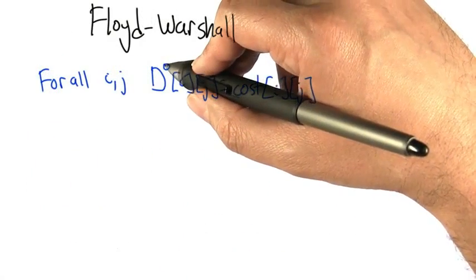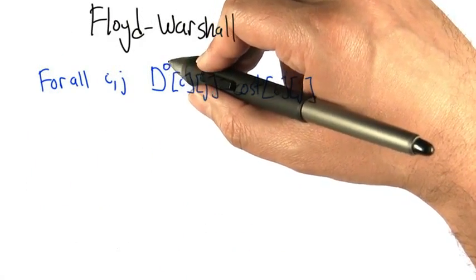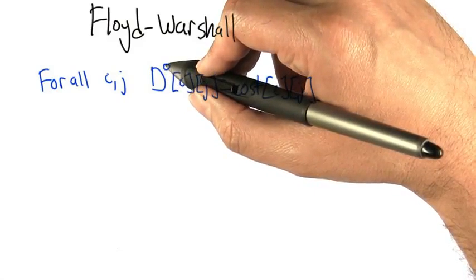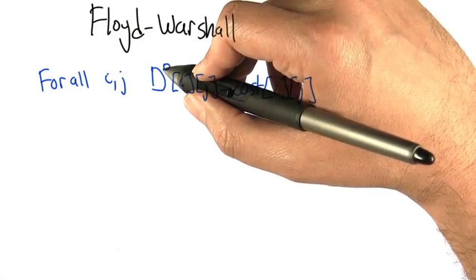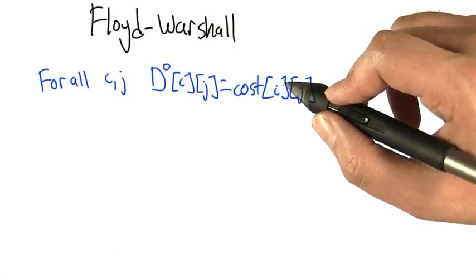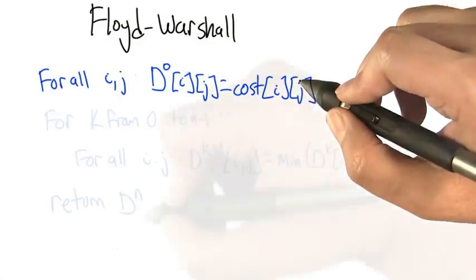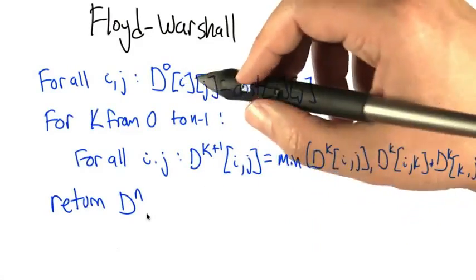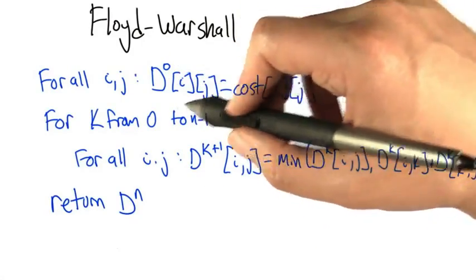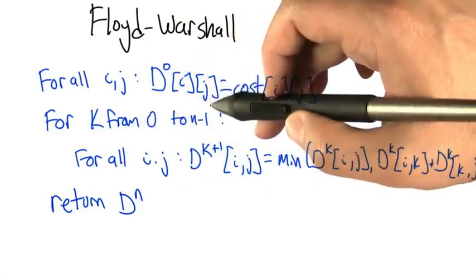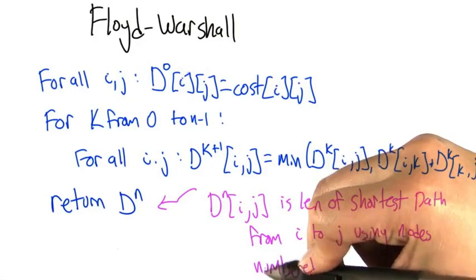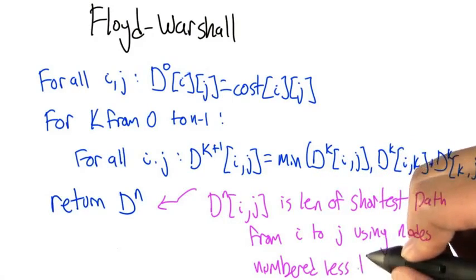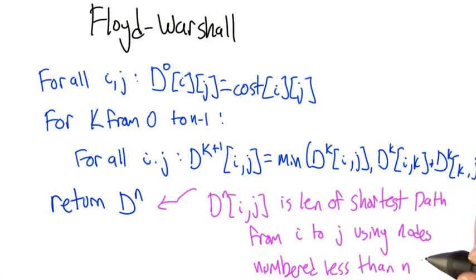So we can initialize d_0, the length of the shortest path from i to j using nodes only numbered less than 0, which is to say no intermediate nodes. Well, that's just the direct cost of going from i to j. So we can just fill in this matrix from the cost in our graph. And once we have d_0 initialized, we can run k from 0 to n minus 1, and for each pair of i and j, we take d_{k+1}[i][j] to be the smaller of d_k[i][j] and d_k[i][k] plus d_k[k][j], just as I was describing before.